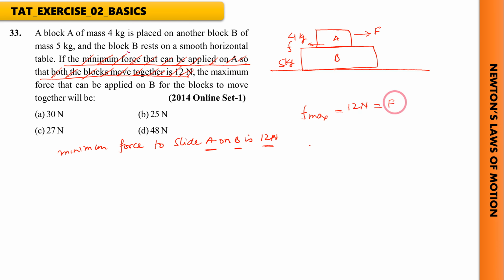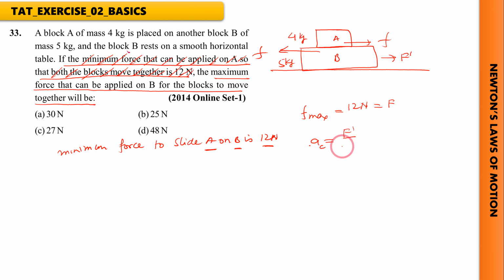Now the next part of the question says, what maximum force can be applied on B for them to move together? Okay. So now we have to find a force on B, let us call it F dash, so that they can move together, and this force should be maximum. We know that when force applied is maximum, the friction force is also acting maximum, and the direction of friction would be on B left side and on A right side, right? So first decide what is the common acceleration, and this is the maximum acceleration. So common acceleration is given by F dash upon total mass, that is 9.